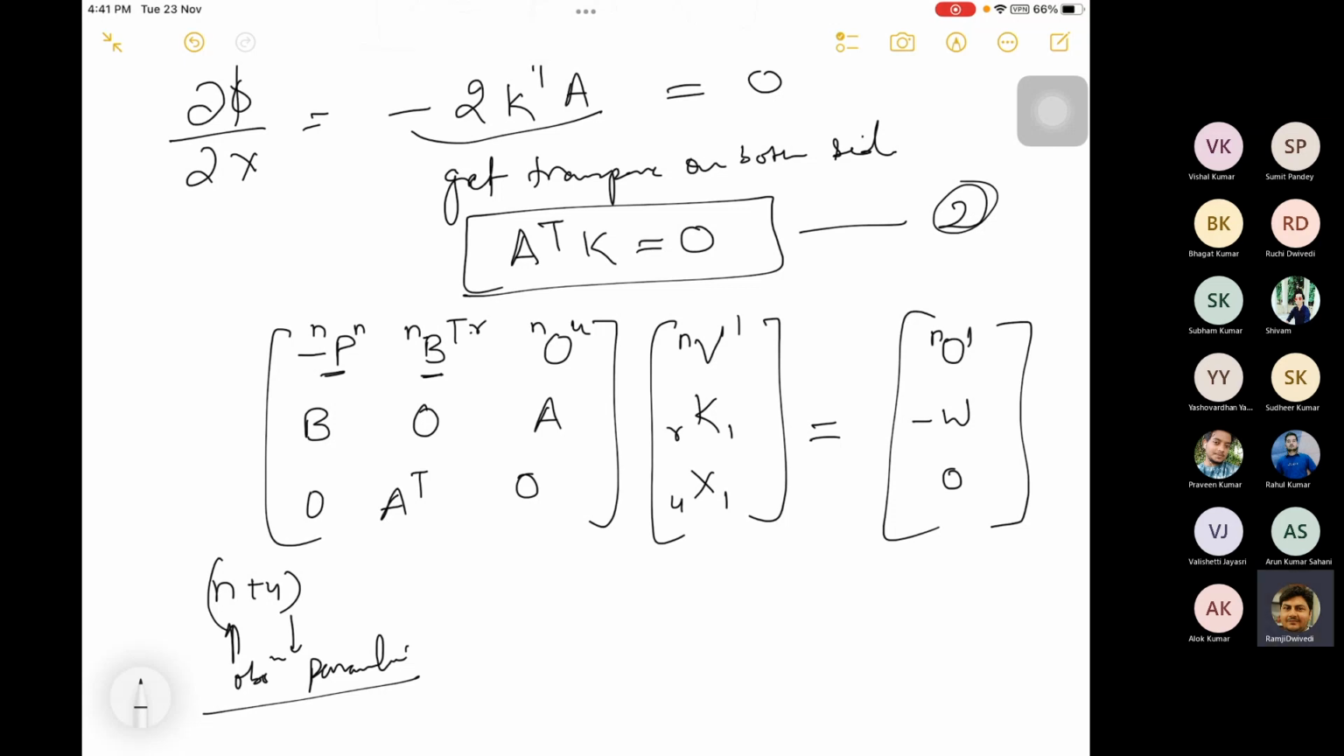Similarly, the second multiplication. This B is R cross N multiplied by N cross 1 would become R cross 1. This 0 is R cross R, multiplied by R cross 1 would become R cross 1. Here R cross U multiplied by U cross 1 would become R cross 1. The last one is U cross N multiplied by N cross 1 would become U cross 1. Second, A transpose, that means U cross R multiplied by R cross 1 would become U cross 1. And the last one is U cross U multiplied by U cross 1 would become U cross 1. So the first equation is for observation, the second equation for condition, and the third equation is for parameters. That is the summary.